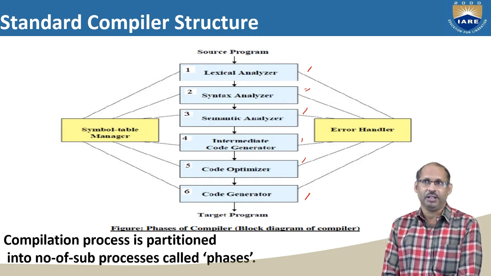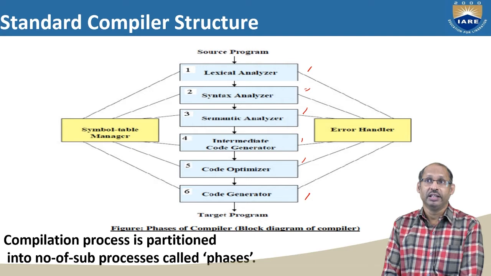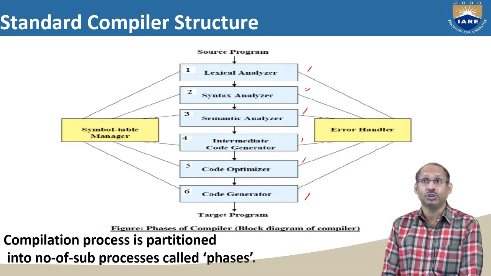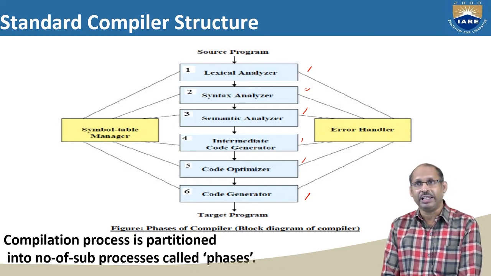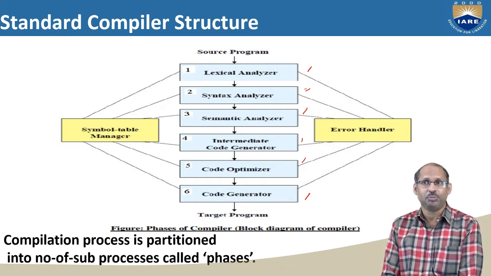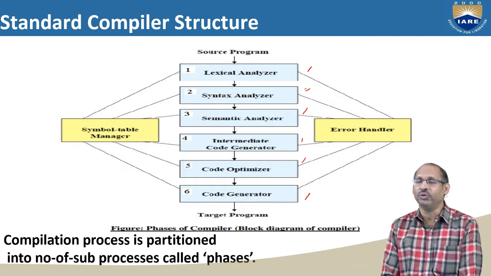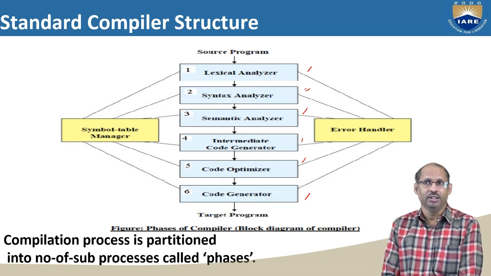So all these are the phases of a compiler which convert one form of the source program to another form, in the conversion of source program to target program, right? The source program might be any high-level language program. The target program might be an assembly language program or machine code program. So these 6 phases will convert the source program from one form to another to finally generate the target program.